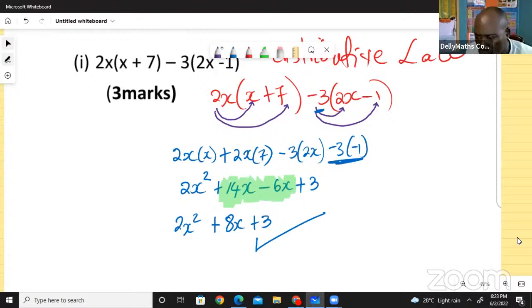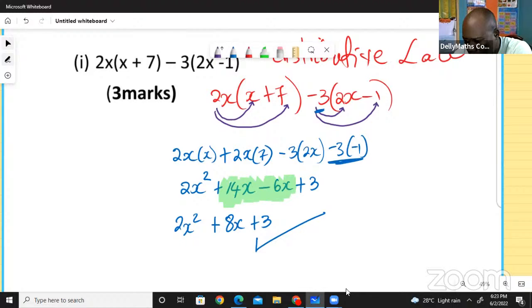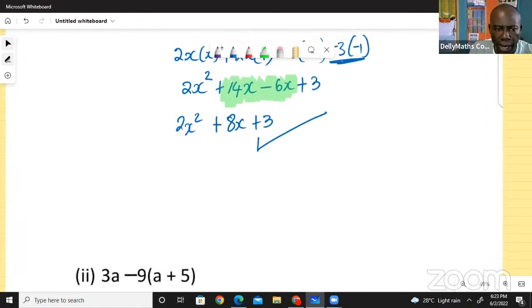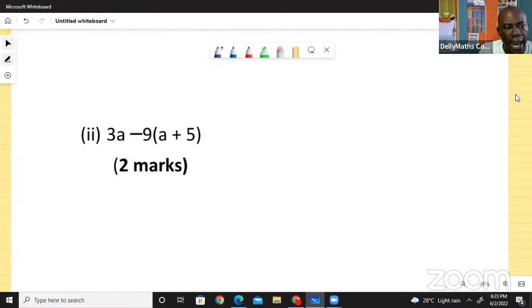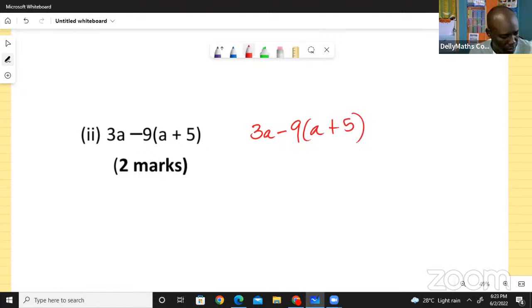All right, so let's go to another question. Go for that. So now we have, let me write this at the side. This is for 2 marks. So this is a little less work than what we just did. So it is 3a minus 9 open bracket a plus 5. All right, so that's what we have to deal with right about now.